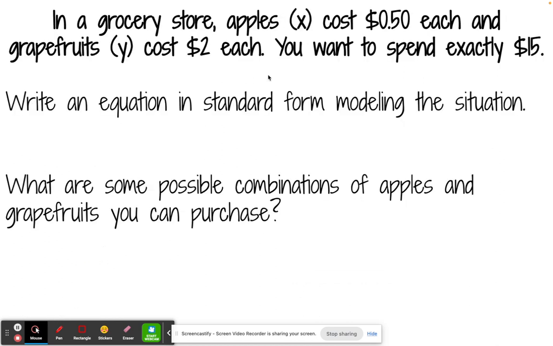Grocery store. Apples cost 50 cents each. Grapefruits cost $2 each. I want to spend exactly $15. So let's think about this.